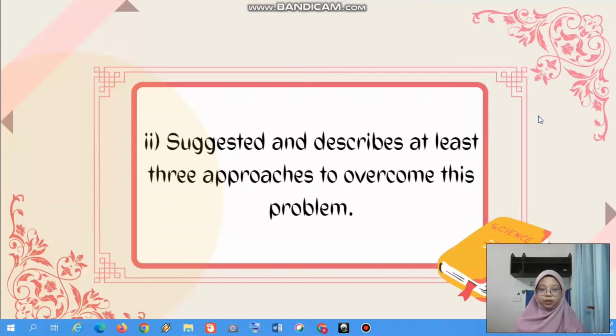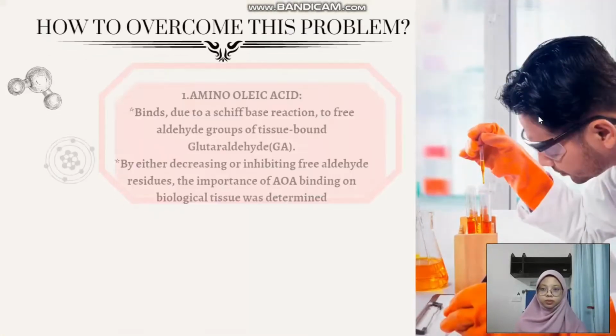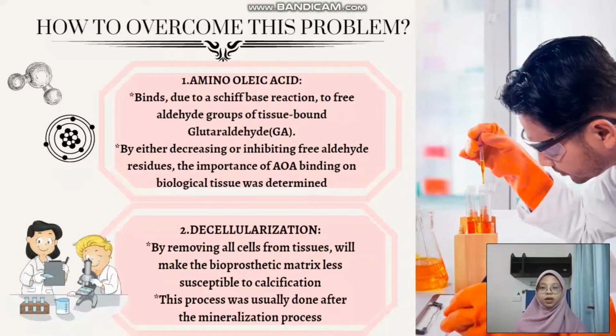For question number 2, suggest and describe at least 3 approaches to overcome this problem. Number 1, amino oleic acid binds due to a Schiff base reaction to free aldehyde groups of tissue-bound glutaraldehyde. By either decreasing or inhibiting free aldehyde residues, the importance of AOA binding on biological tissues was determined. For number 2, decellularization by removing cells from tissues will make the bioprosthetic matrix less susceptible to calcification. This process was usually done before the mineralization process.